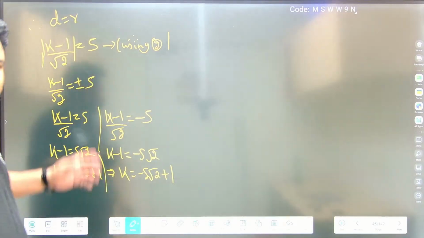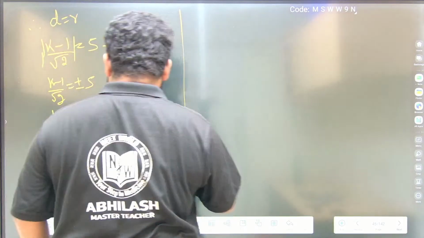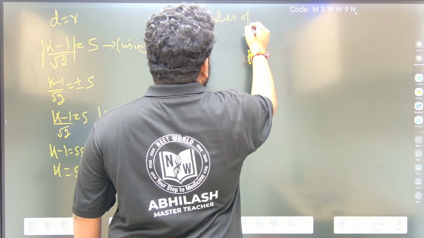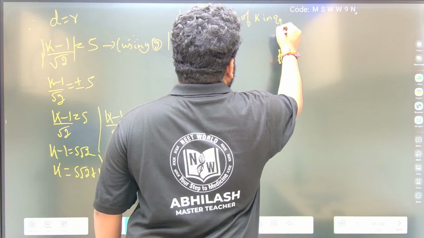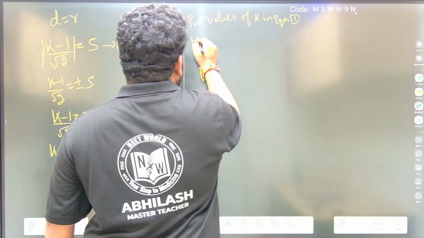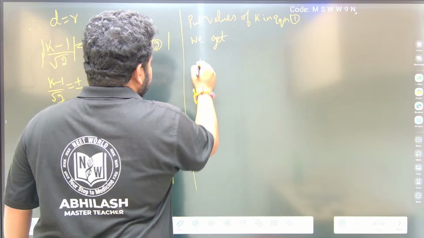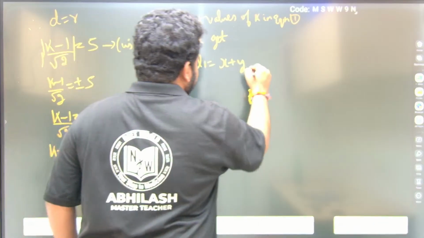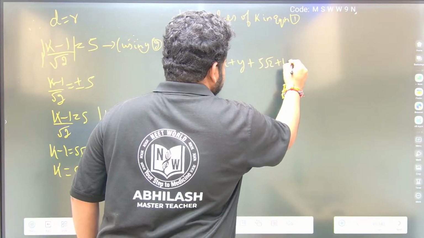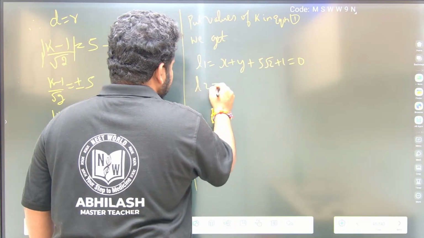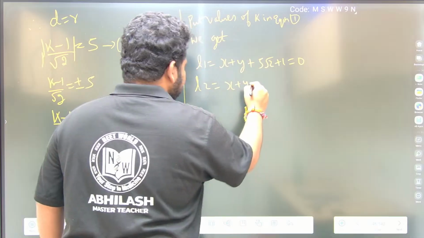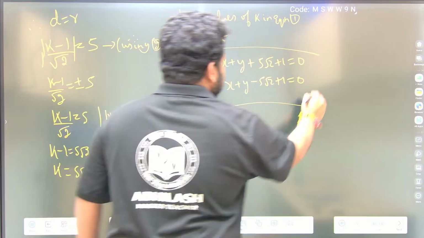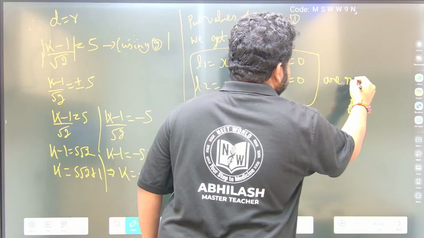Now put the values of k in equation 1. In equation 1 we get L1 is equal to x plus y plus one value of k we will take, that is plus 5 root 2 plus 1 is equal to 0. L2 is equal to x plus y plus, what is this? Minus 5 root 2 plus 1 is equal to 0. They are the required equation of tangents.